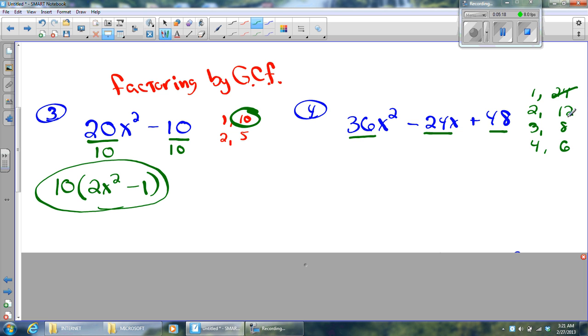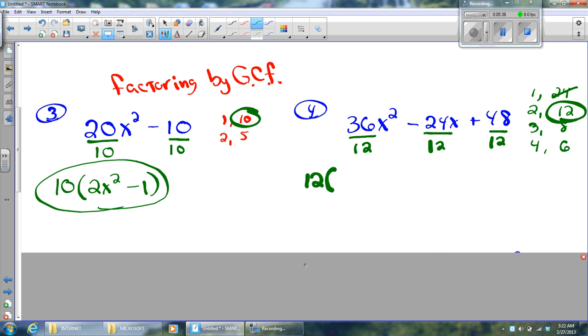Then I go down to 12. Does 12 go into 48? It does. Does it go into 24? Yep. Does it go into 36? You bet your boots. There you go. So my GCF is 12. I'm going to divide all three terms by 12. But 12 is not disappearing from the problem. It stays out front of a quantity.